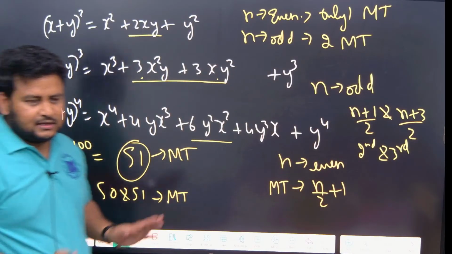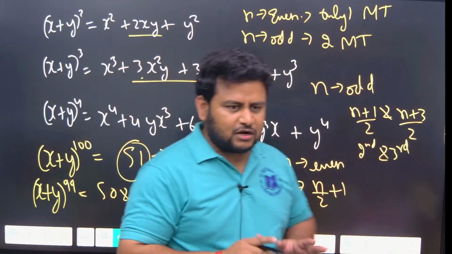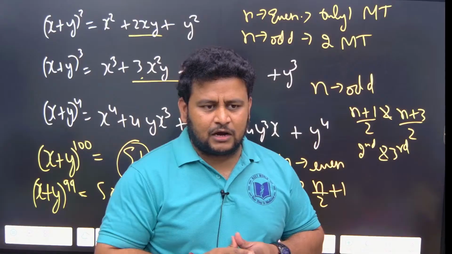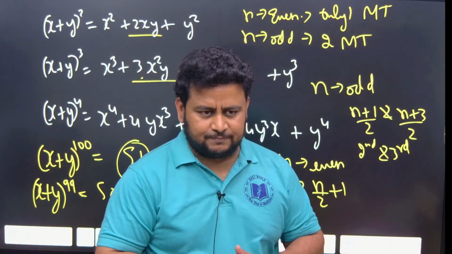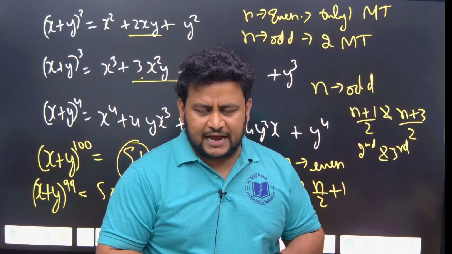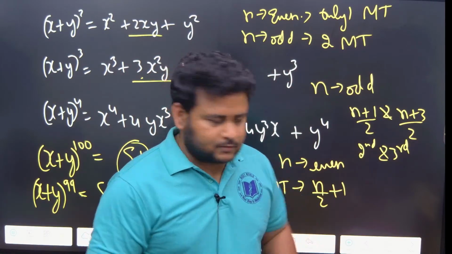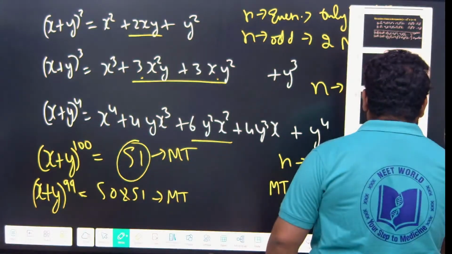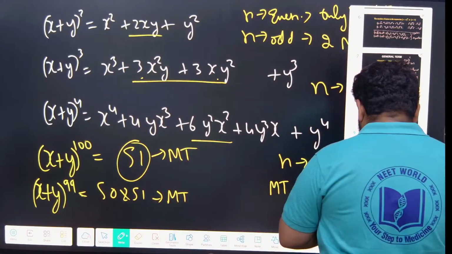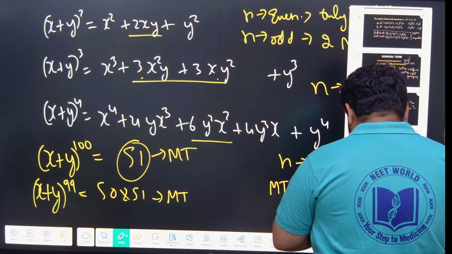So for even, n by 2 plus 1, there will be only one middle term. Let me summarize. If n is even, there is only one middle term, found by n by 2 plus 1. If n is odd, there are 2 middle terms, found by (n + 1) by 2 and (n + 3) by 2. That's all. Now how to find the actual value of the middle term? Instead of learning formulas, let us take up an example and find out.